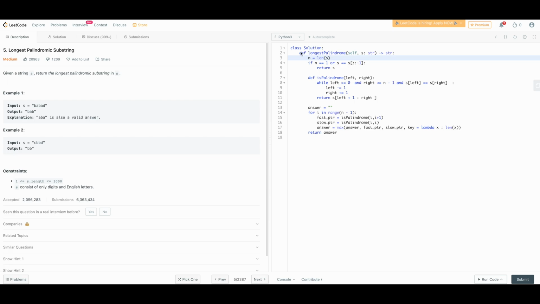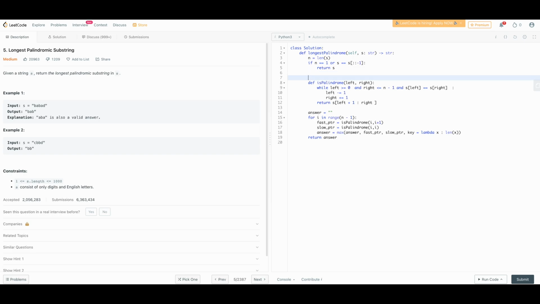So this is my code for this problem. When we are given a string that has only one alphabet, then one letter, then we just return it. Or we also check if the entire string itself is a palindrome, and we check that by having this. So either case we return s. Otherwise, here we have a nested function. So we have while left is greater than or equal to 0 and right is less than or equal to n-1, and s left equals s right.